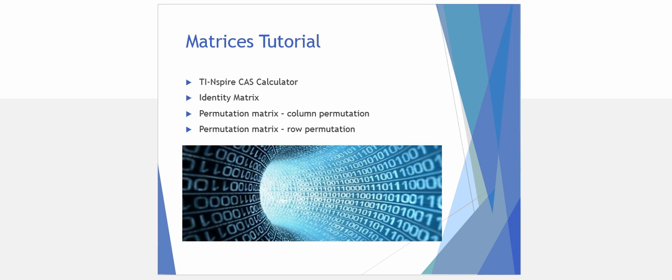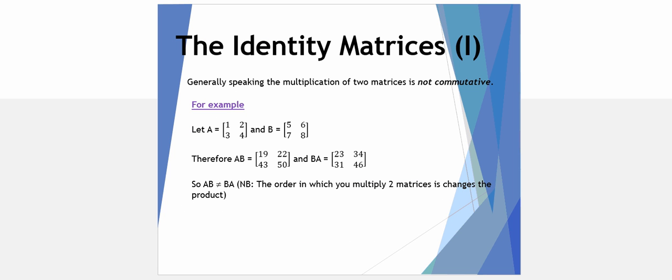Welcome. In this tutorial we'll be looking at some basic matrices. We'll examine how to use a CAS calculator, reviewing the basics of an identity matrix as well as that of permutation matrices. So first of all, let's examine the identity matrix, often given a capital I as a symbol.